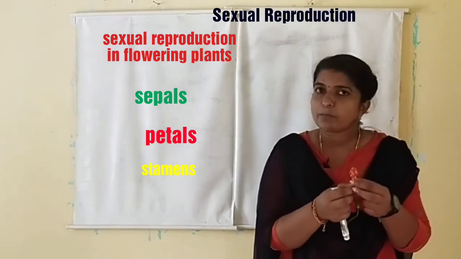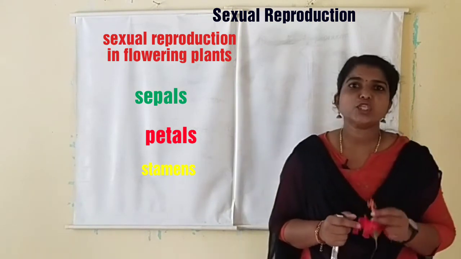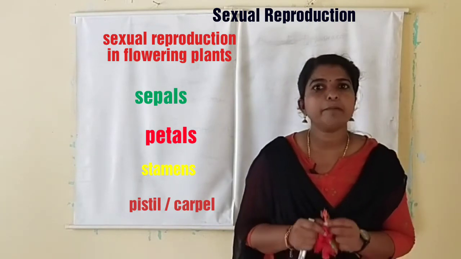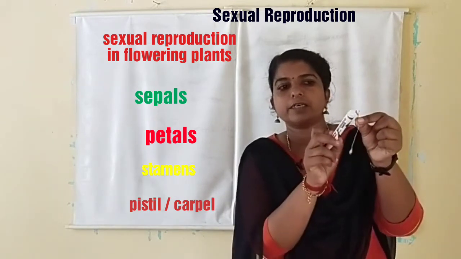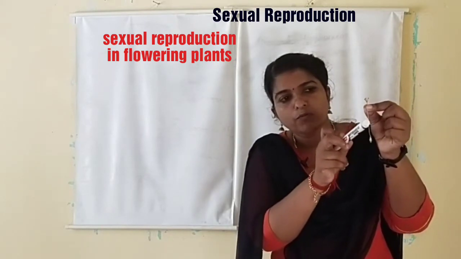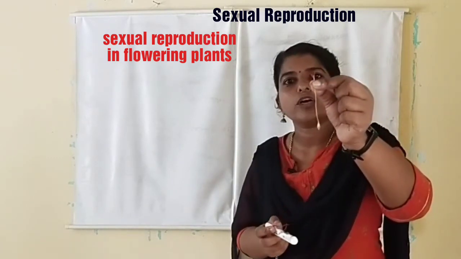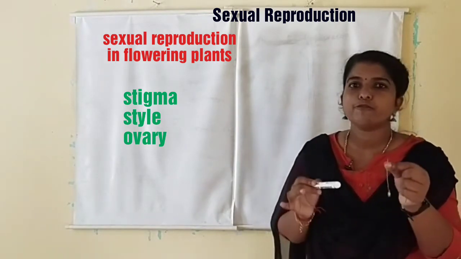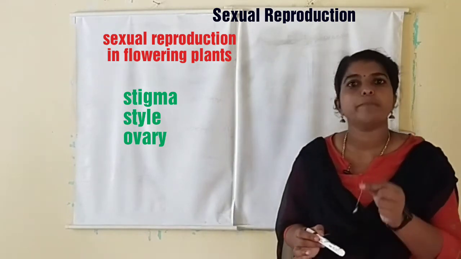Now you can see one more structure, that is the female reproductive part. This is known as the pistil or carpel. It has 3 parts. You can see the 3 parts. The first part is known as the stigma. Then you can see a white thread-like part called the style and a bulb-like part called the ovary. So stigma, style and ovary form the female reproductive part called carpel or pistil.